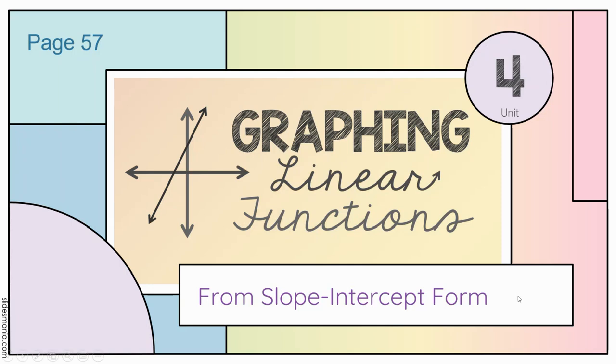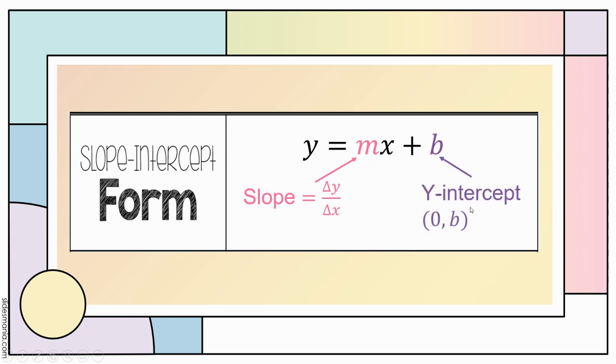Today we're graphing linear functions that are written in slope-intercept form. Let's refresh our memory on what slope-intercept form looks like. Those are equations that are in the form y equals mx plus b. M, the x coefficient, tells us the slope, and reminder that slope tells us the change in y over the change in x. B tells us the y-intercept. Remember to write your y-intercept as an ordered pair.